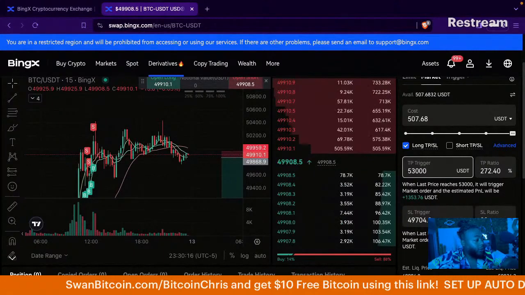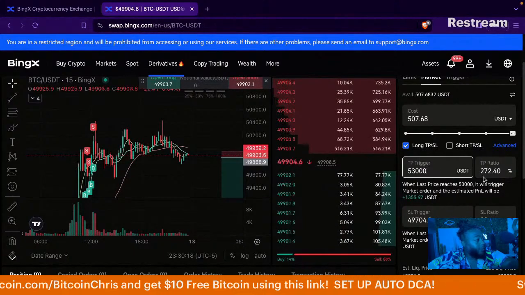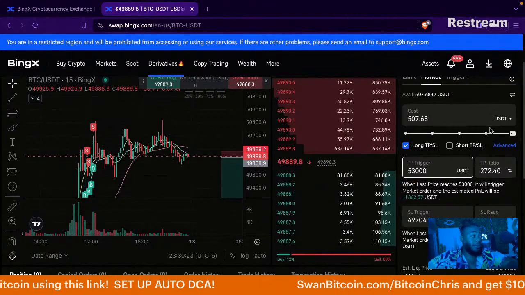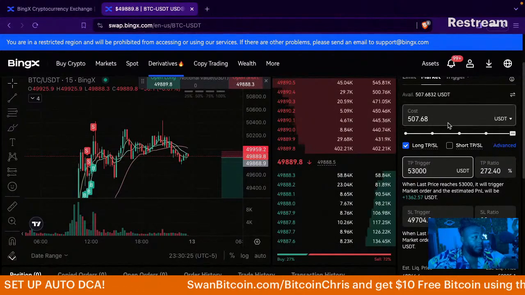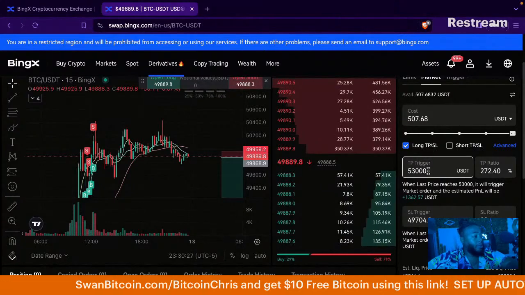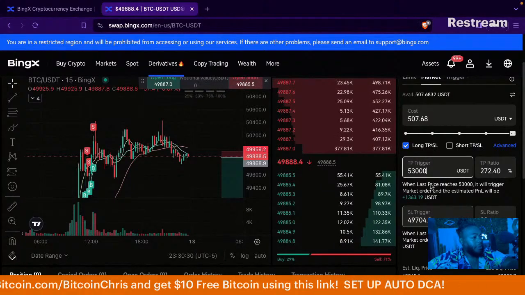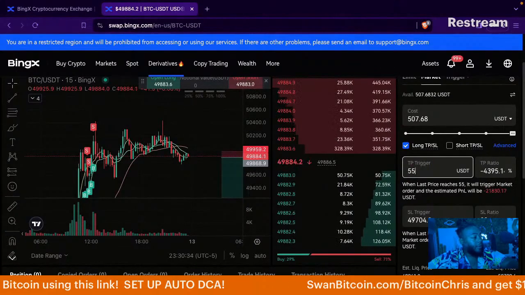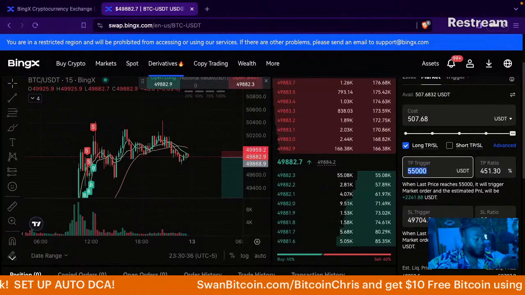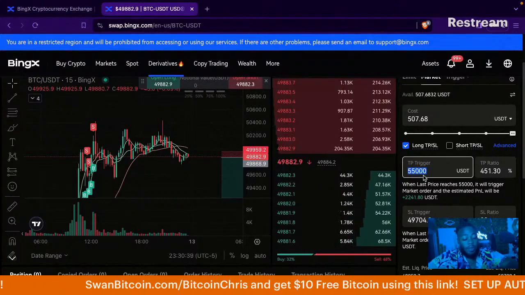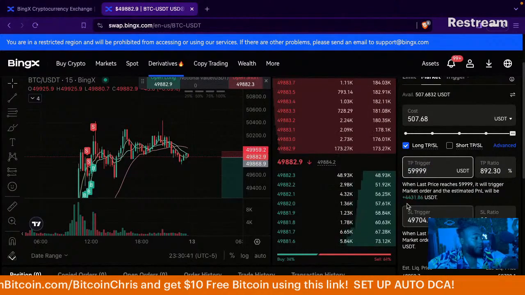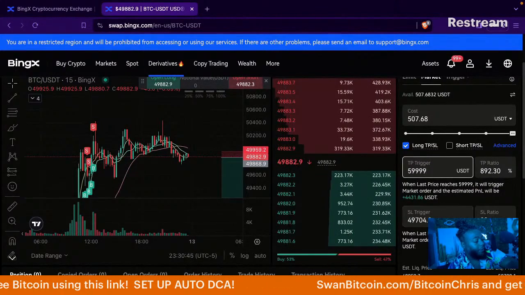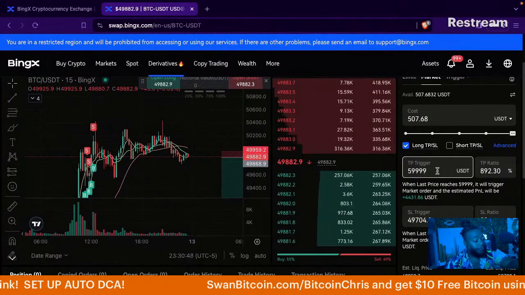$53,000, you would risk $89 to make 272% of my $507 trade in this account. For this particular trade, I wouldn't do that much, but that's a great risk to reward. And then if you did 55,2,000, and then you can do 60,000, 59,4,000, right? So risking $78 to make $4,000.